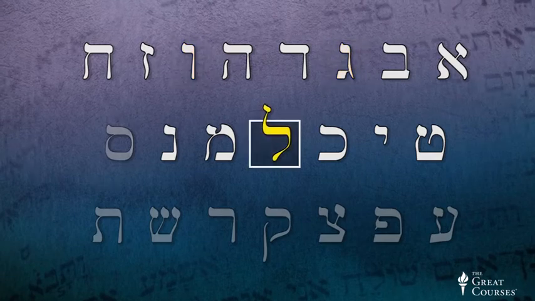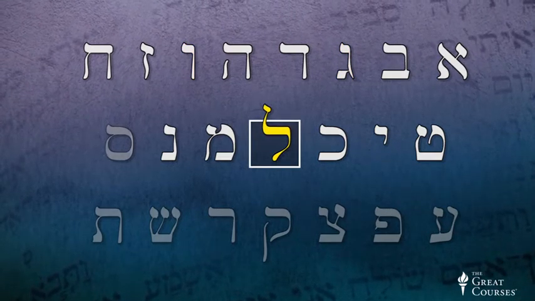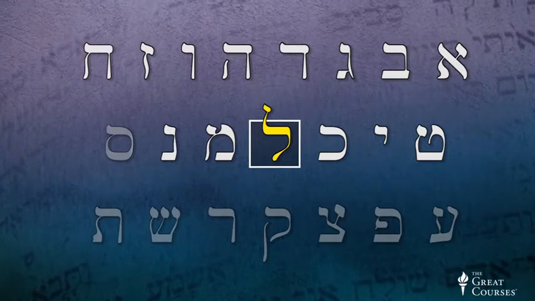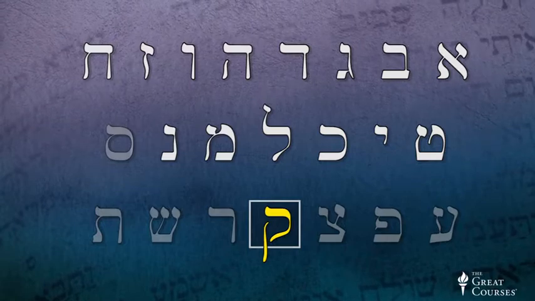One letter, Lamed, extends up above the line. 4 of the final letters and 1 other letter still to come extend below the line.